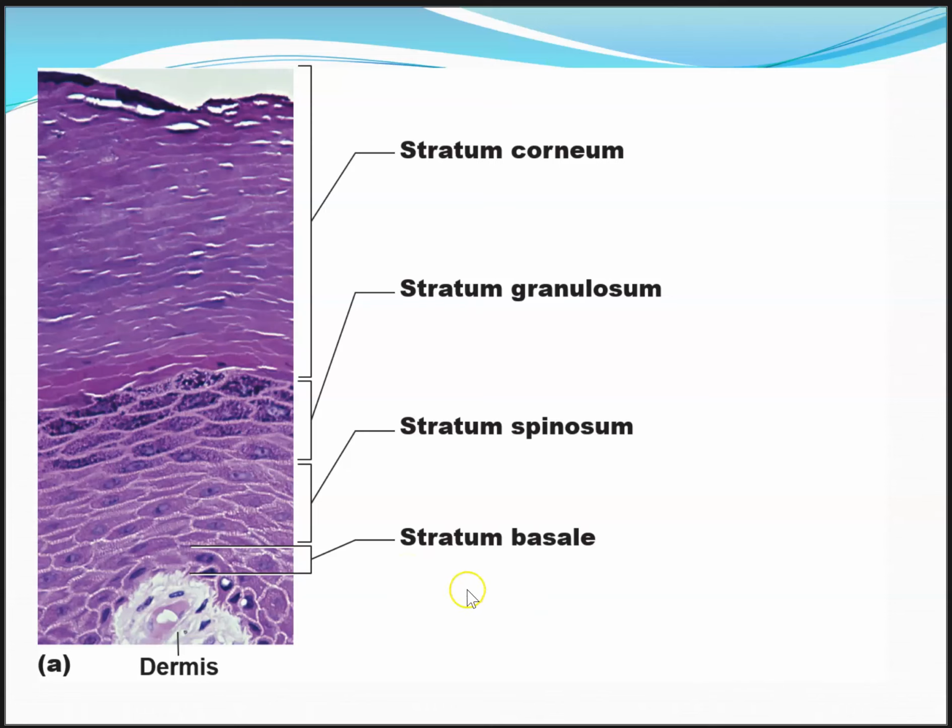Now in the stratum basale, there is also something called the sensory nerve ending, known as Merkel disc. So the Merkel discs are the sensory receptors in the skin that help us sense change in pressure. So the Merkel disc help in detecting any change in pressure.